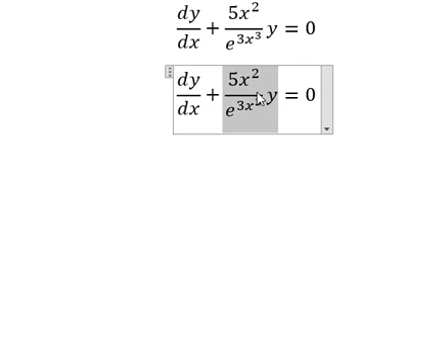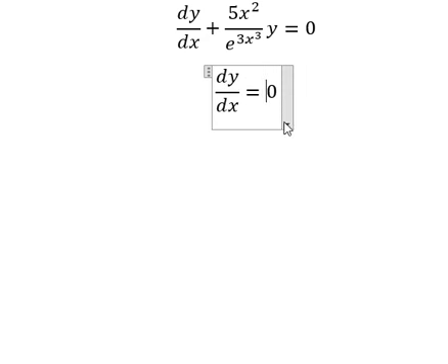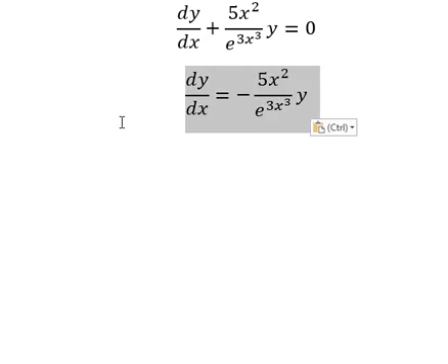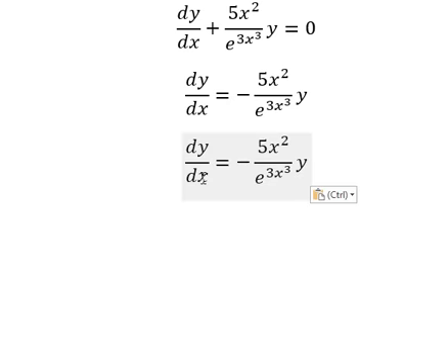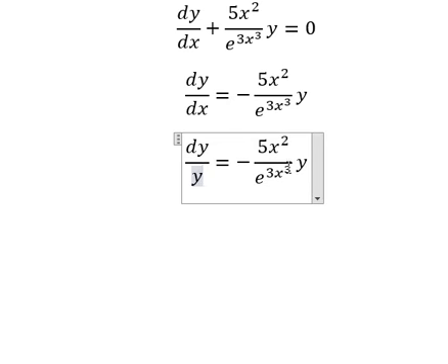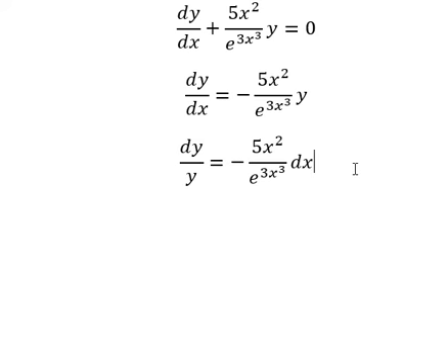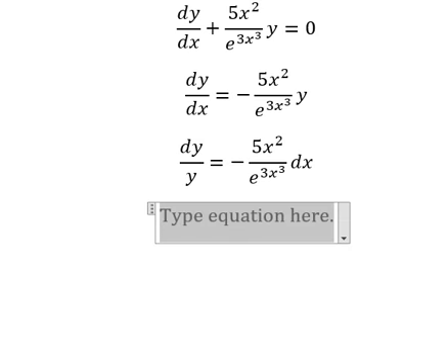I will put this one to the right. So the x I will put on the right, y we put on the left. Next, we need to integrate both sides.